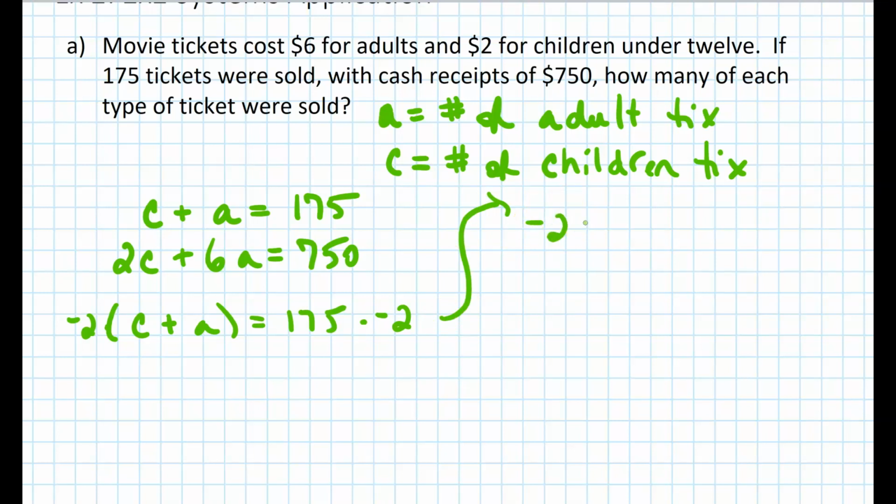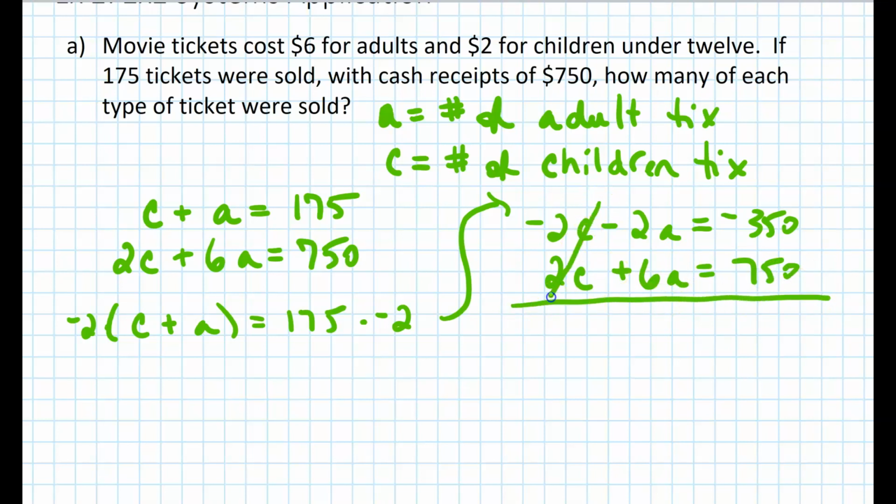-2C, you have to multiply everything. -2C minus 2A is equal to -350. And to that, I'm going to add 2C plus 6A is equal to 750. Add those together, and we have achieved our goal of eliminating C.